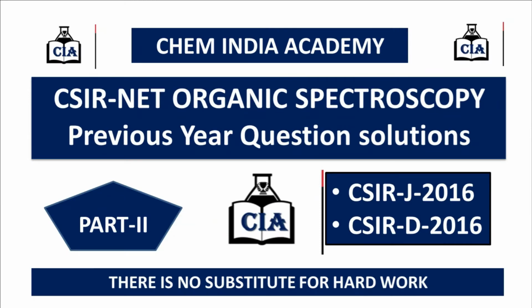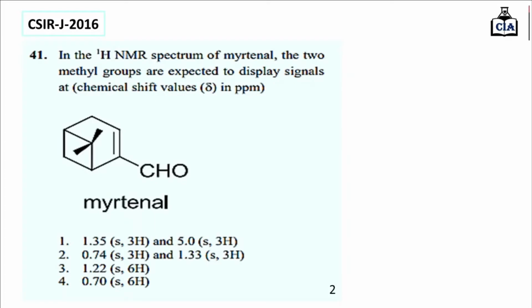Today in this video we are going to see the previous year CSIR NET organic spectroscopy questions. Okay, so in this video we are going to see CSIR June 2016 and CSIR December 2016 previous year questions. Now first question from the CSIR June 2016. So in this question we have to find out the correct chemical shift value for the CH3 proton.